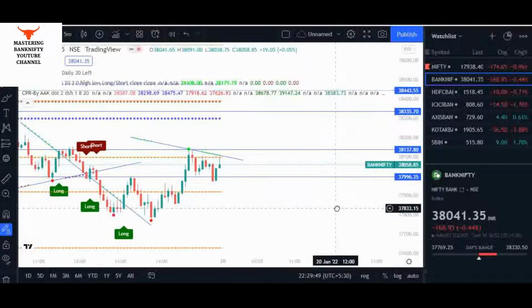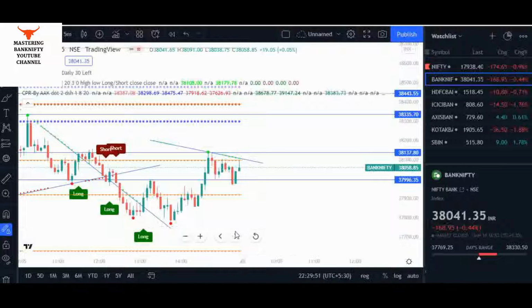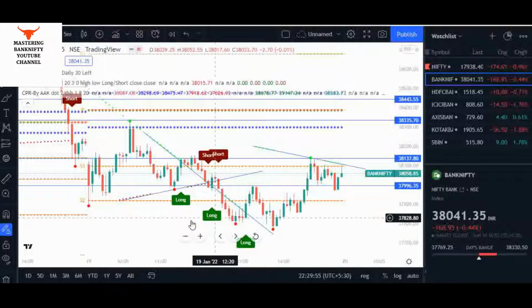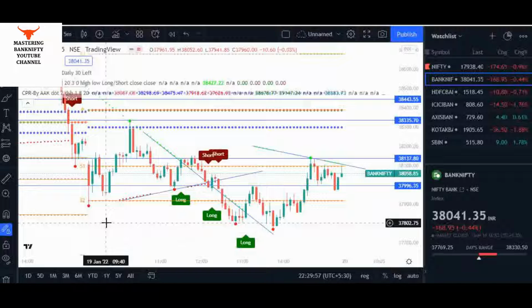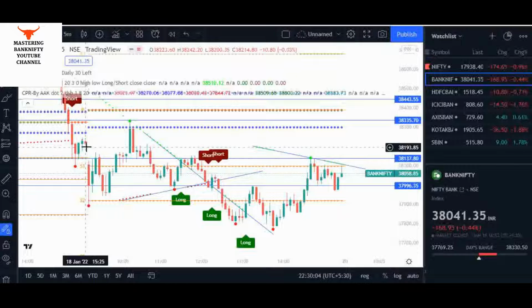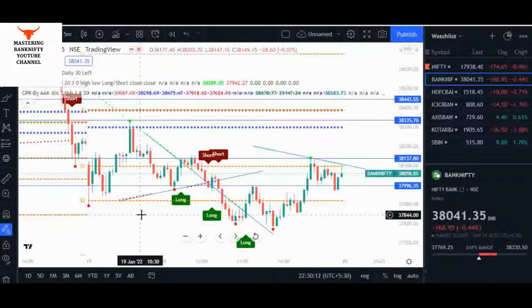So let us quickly go to today's analysis without taking much time. You can see a gap down opening happened today. I think it's close to some 100 points. So I marked the 15 minutes high and low points here. You can see here how the market behaved.